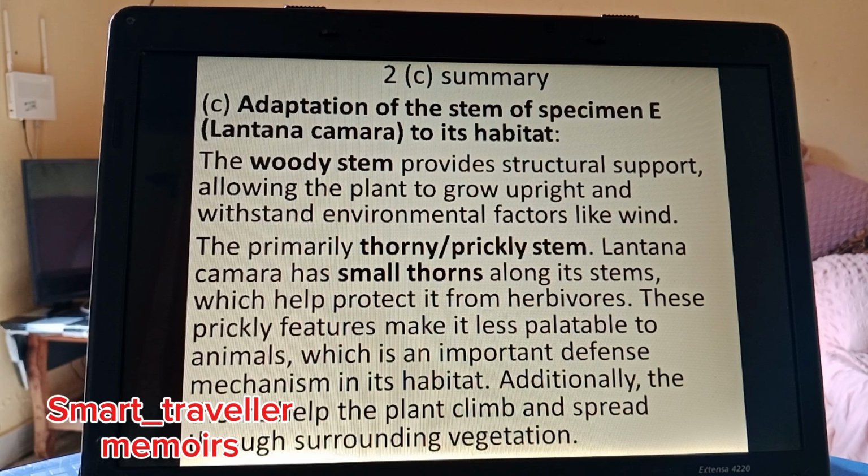The prickly thorny stem: Lantana camara has small thorns along its stems, which help protect it from herbivores. These prickly features make it less palatable to animals, which is an important defense mechanism in its habitat. Additionally, the thorns help the plant climb and spread through surrounding vegetation.